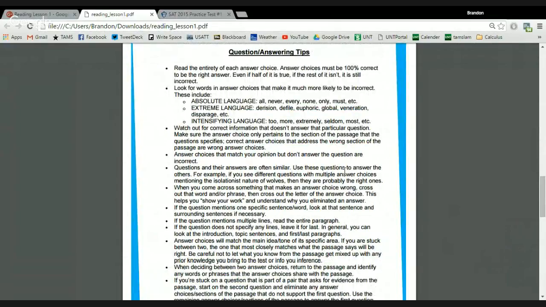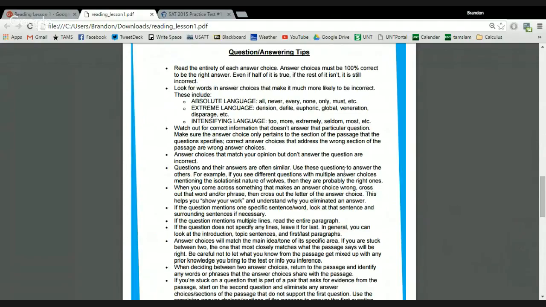Question answering tips. Read the entirety of each answer choice. An answer choice must be 100% correct to be the right answer. Even if half of it's true, if the rest isn't true, then it's still incorrect. So make sure the whole answer choice is correct, and you should be able to see in the passage exactly where you got your answer.